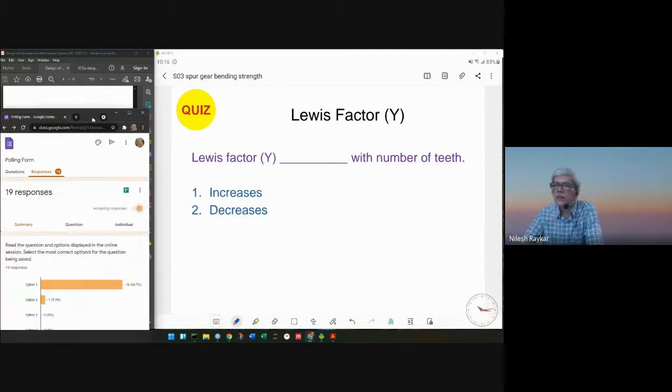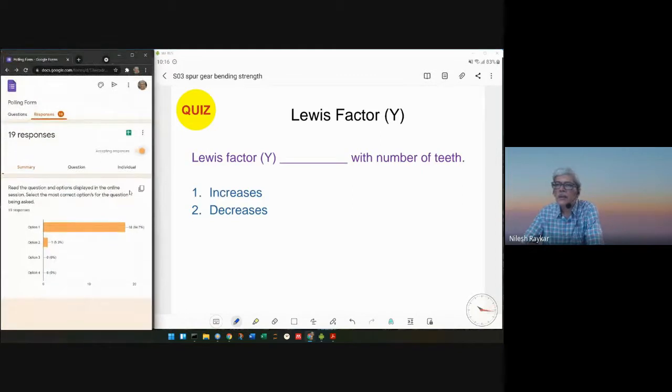Okay, so your enthusiasm is dwindling, so the number of responses is reducing question by question. The first one is correct. We just now saw that the Lewis form factor increases with the number of teeth. So the higher the number of teeth, the higher the Lewis form factor will be. Which means that the gear tooth, provided the other things remain the same, will be stronger.